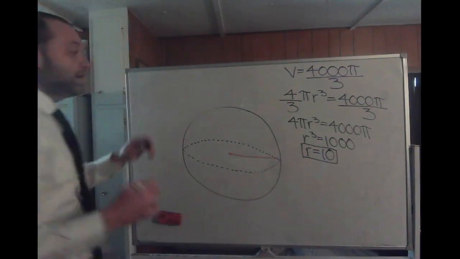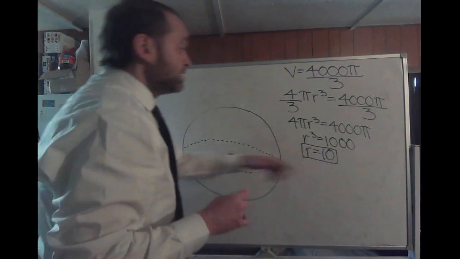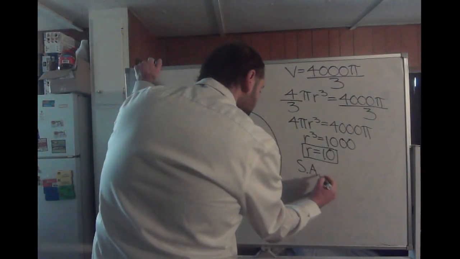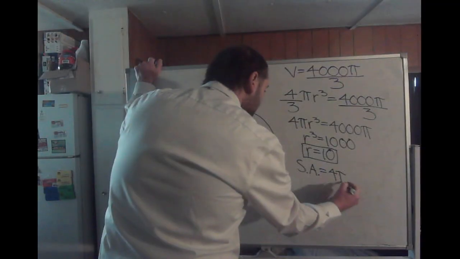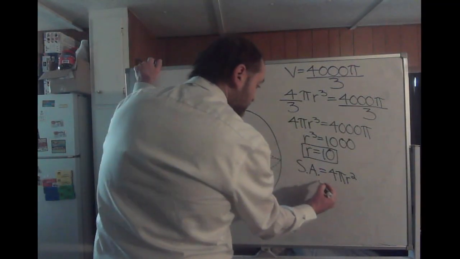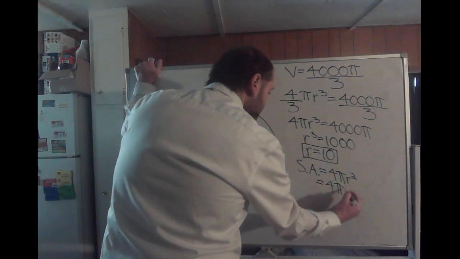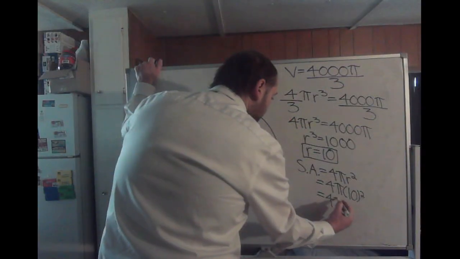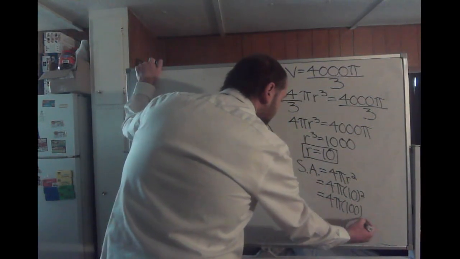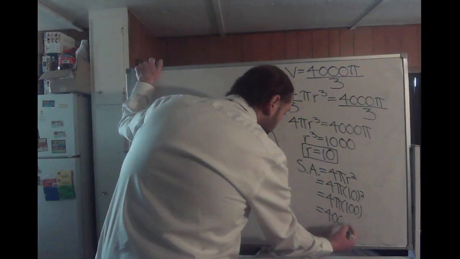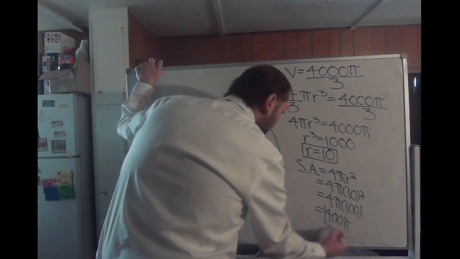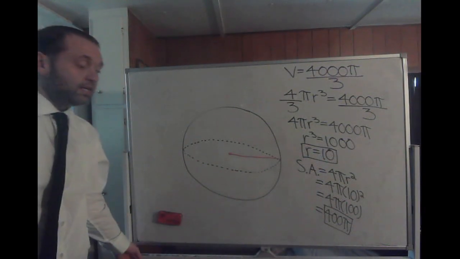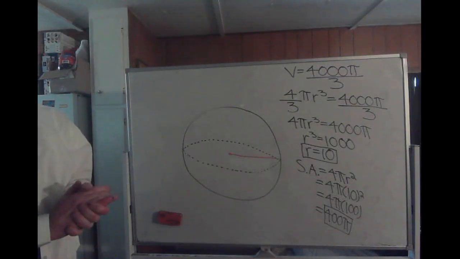So we just found the radius of this sphere. Now we need to find the surface area. Well, the surface area, of course, is equal to 4 pi r squared, which in this case is 4 pi times that radius of 10 squared, which would give you 4 pi times 100, which would give you a surface area of 400 pi. So the surface area of the sphere would be 400 pi square units. And that's really all there is to spheres.